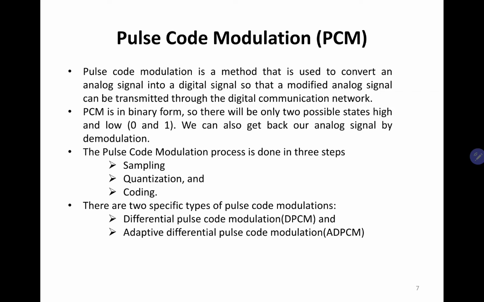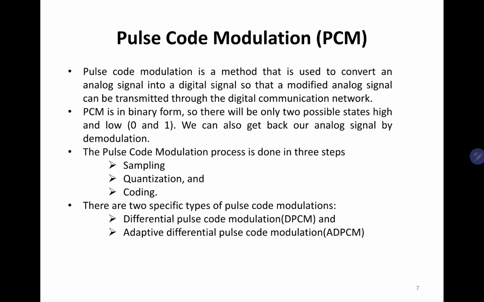Now let us enter into the topic called pulse code modulation. Pulse code modulation is a method that is used to convert an analog signal into a digital signal so that a modified analog signal can be transmitted through the digital communication network. Actually, PCM is in binary form. So there will be only two possible states, that is high and low, wherein symbolically we write it as 1 and 0. We can also get back our analog signal by demodulation.